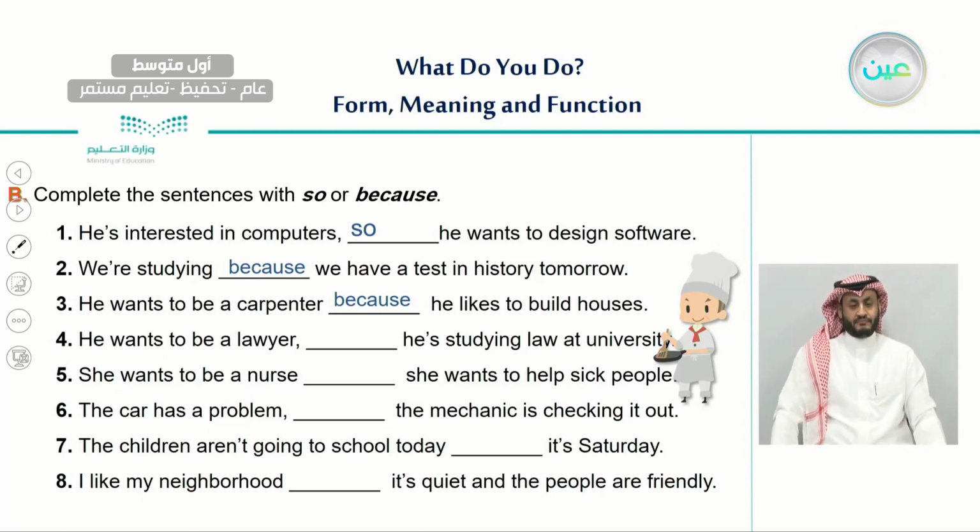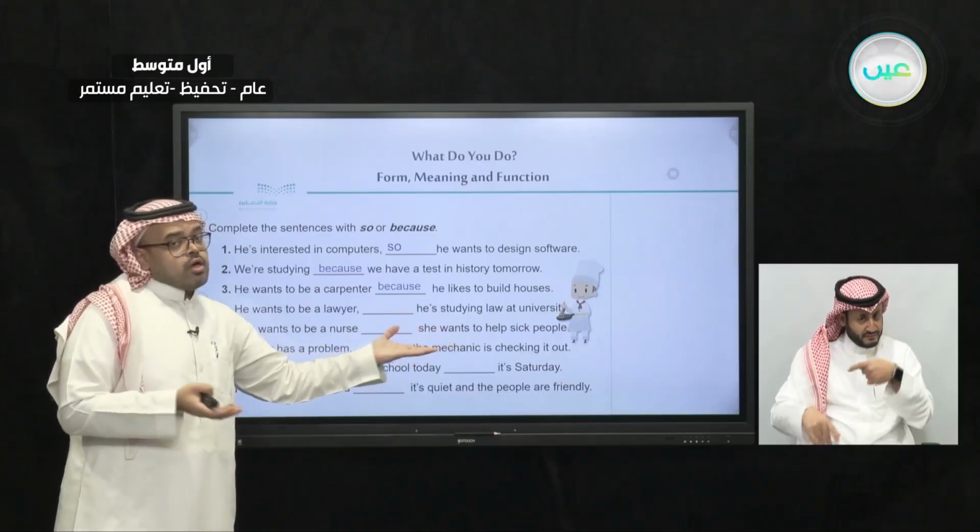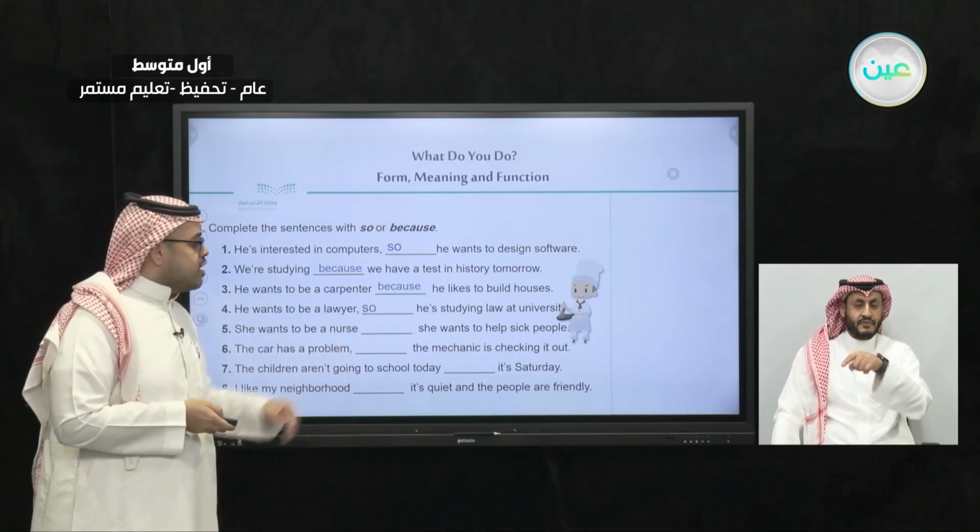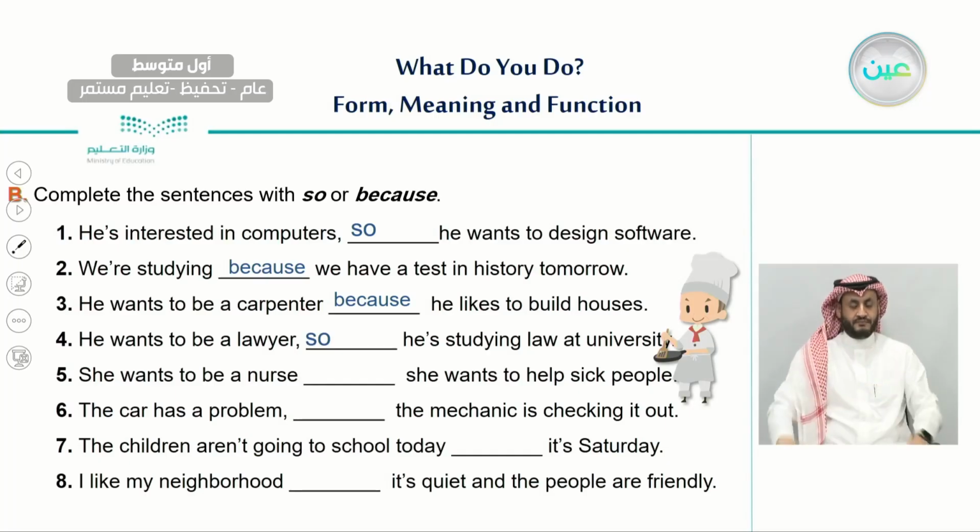The fourth one, he wants to be a lawyer. Blank, he's studying law at the university. So he wants to be a lawyer. If we ask why, would we read the reason in the second half? I don't think so. So in this case, we would use so. He wants to be a lawyer. As a result of him wanting to be a lawyer, he is studying law at the university.